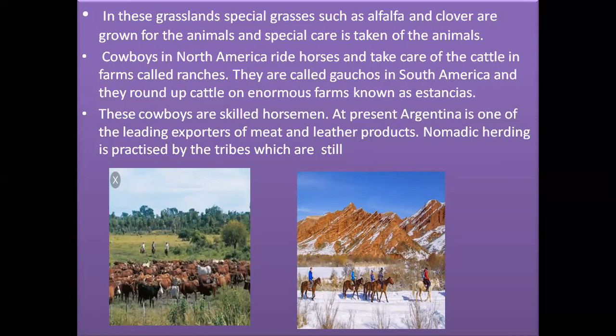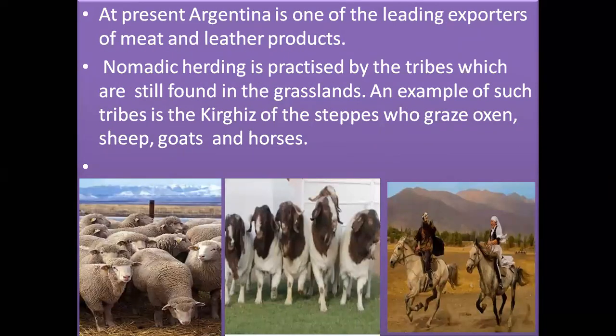Nomadic herding is practiced by the tribes which are still found in the grasslands. Nomadic means people moving from one place to another place. Now also we can find them in the grasslands. Name the tribal people: that is the Kyrgyz.